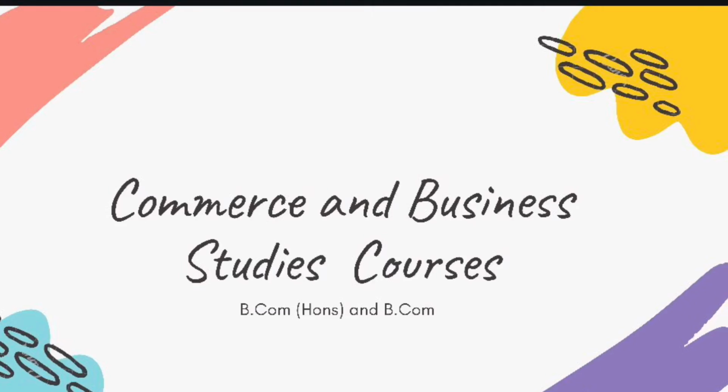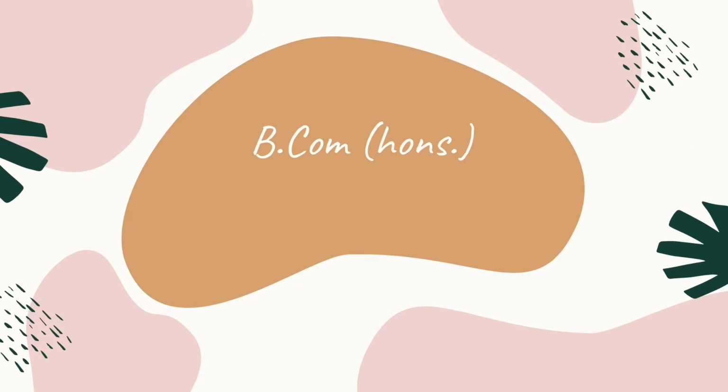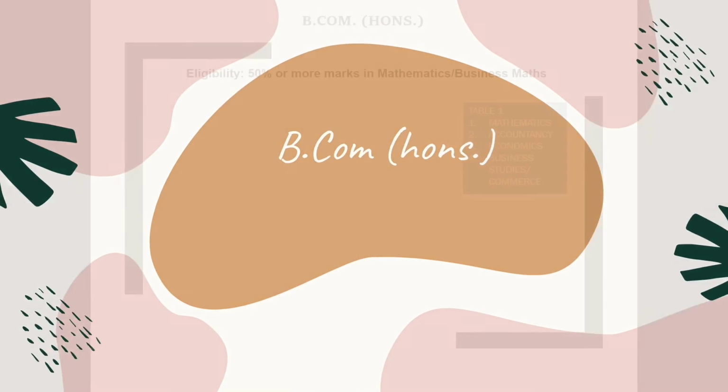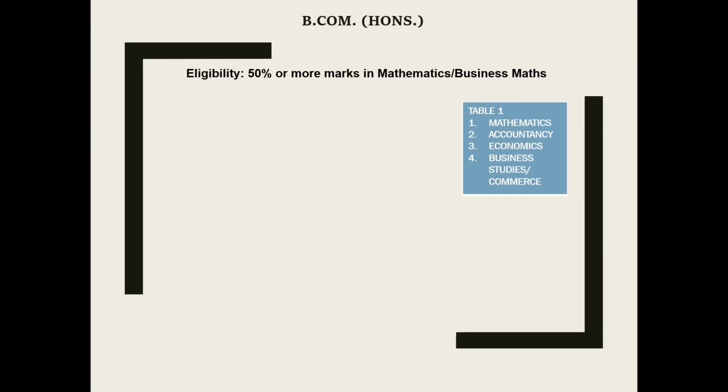The next category we have is Commerce and Business Studies courses, in which I'll cover BCom Honours and BCom. First commerce course that we'll look into is BCom Honours. So let's see what eligibility criteria you must possess. You should have studied business maths or mathematics in class 12th, and you should have attained 50% or more marks in mathematics.